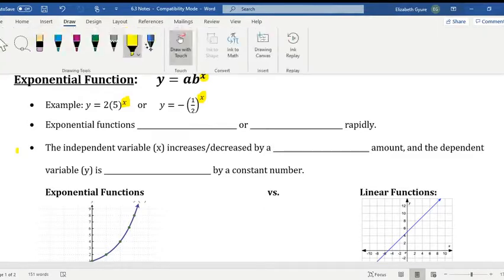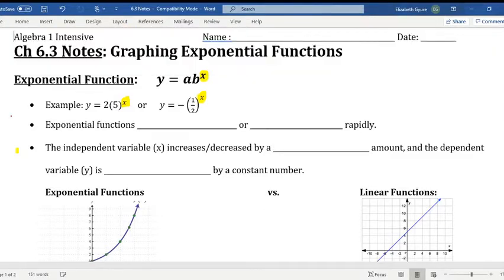So if you looked at the stuff I posted on Tuesday, you might remember that exponential functions either increase or decrease rapidly. Okay, so they either increase, go up really, really rapidly, or they decrease, go down really, really rapidly.